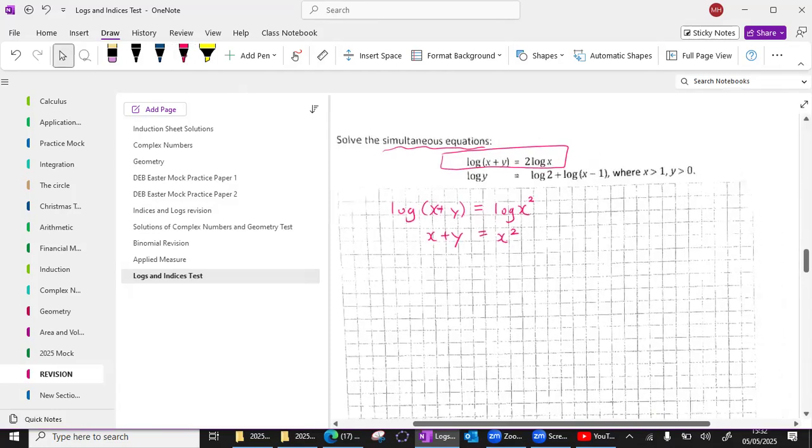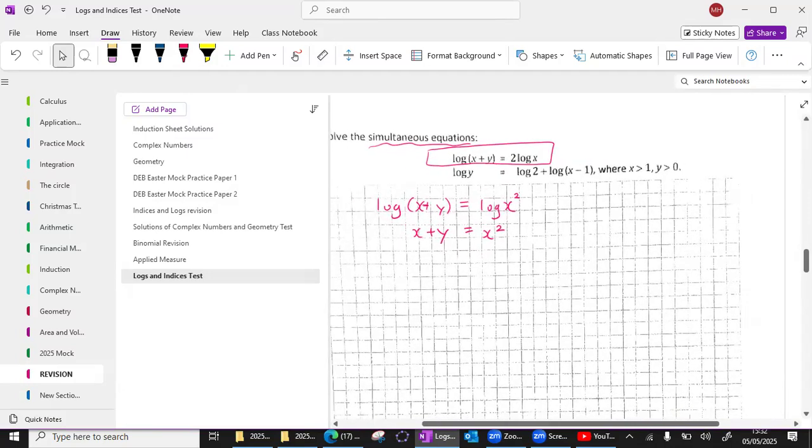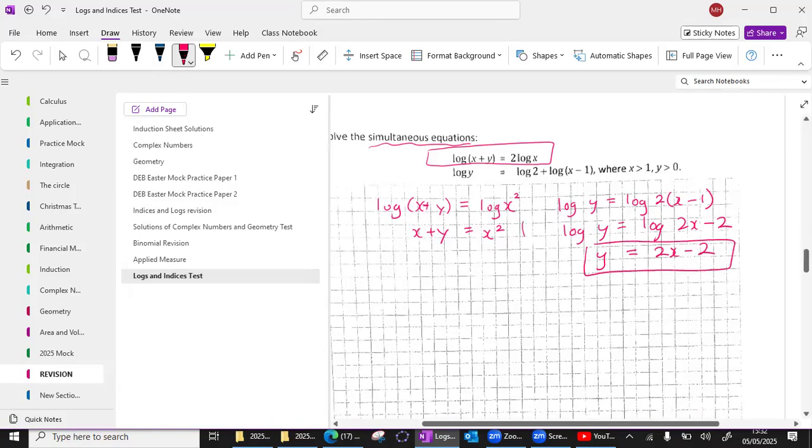Now, regarding the other one, let's have a look at the second one. We have log of y is equal to... Now, because we're adding logs, we can write that as multiply. So we can rewrite it to look like this. So we can tidy that up a little, and that becomes the log of 2x minus 2. Because we've got logs on both sides, again, we can ignore the logs and we're ready to go. So I have this one and I have this one.